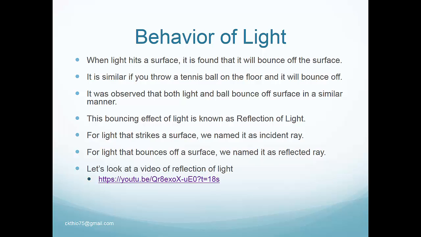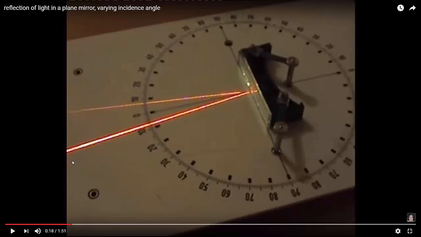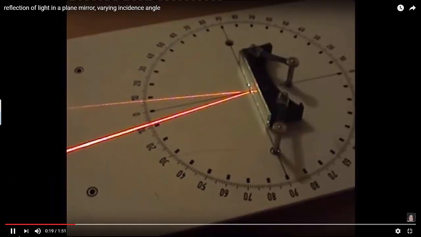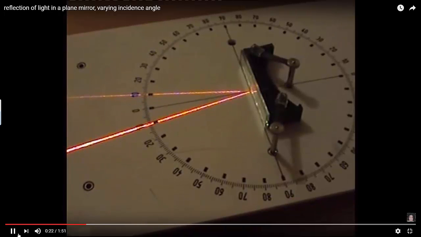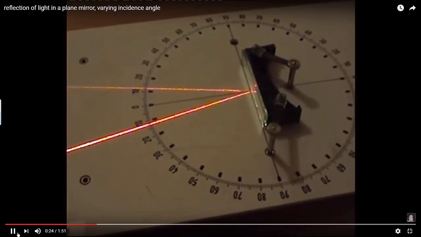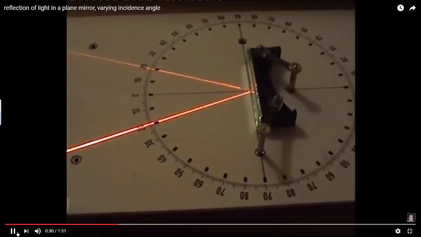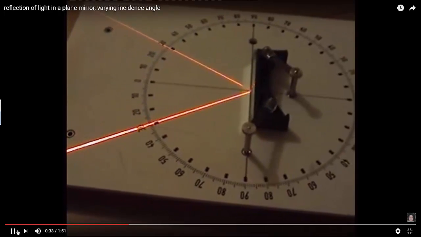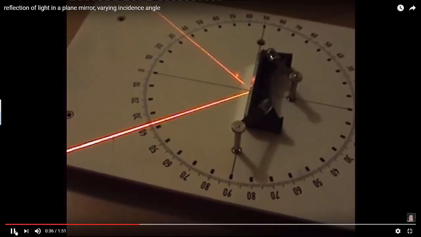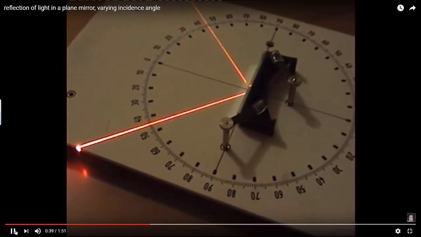So let's look at a particular video and see what the reflection of light looks like. Okay, so you can see that right now this is the light ray that strikes a particular mirror and then bounces off. So this is known as the reflection of light. Let's look at what happens when you change the light and how it will bounce. As you can see, the light source is at a different angle, or strikes the surface at a different angle, and you notice that the reflected ray also behaves in a certain manner. So this is known as the reflection of light.